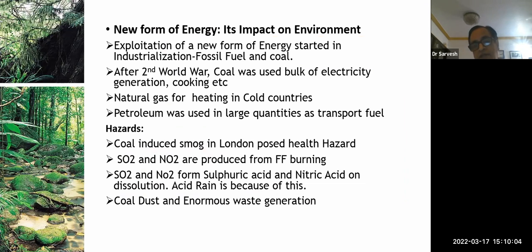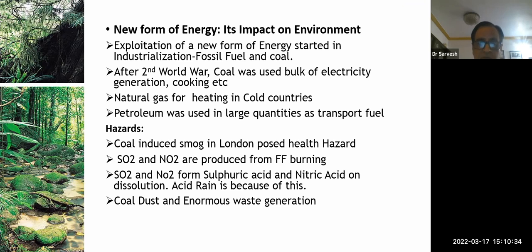New forms of energy came into being because gasoline arrived. Initially, coal was used for bulk electricity generation and cooking gas, and natural gas was used for heating purposes. But petroleum was largely used as a transport fuel. The burning of these fuels led to the well-reported coal-induced smoke in London. Sulfur dioxide and nitrogen oxides are produced from fossil fuel burning.